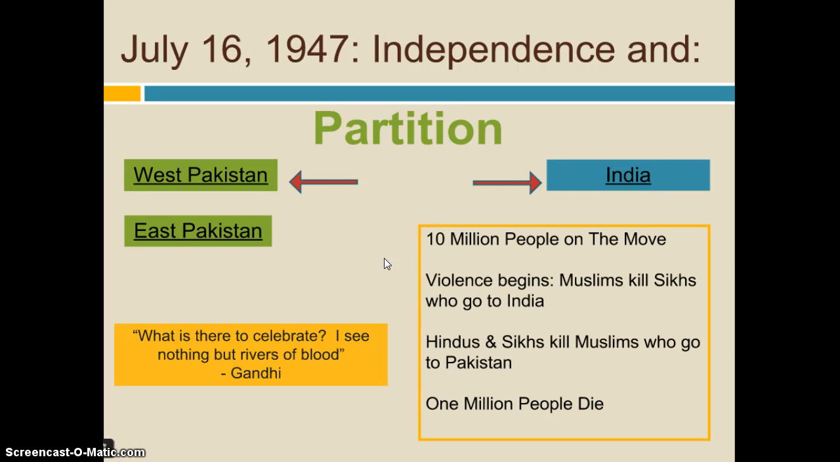Gandhi's response: what is there to celebrate? I see nothing but rivers of blood. So this is devastating after working so hard to maintain nonviolence.